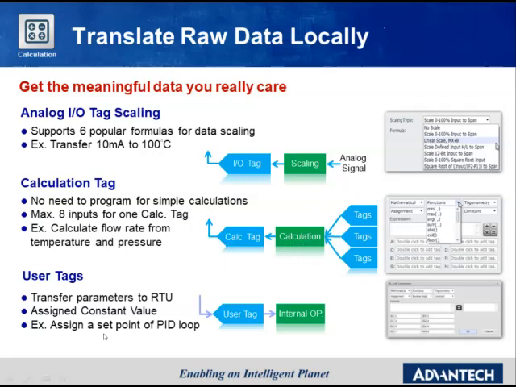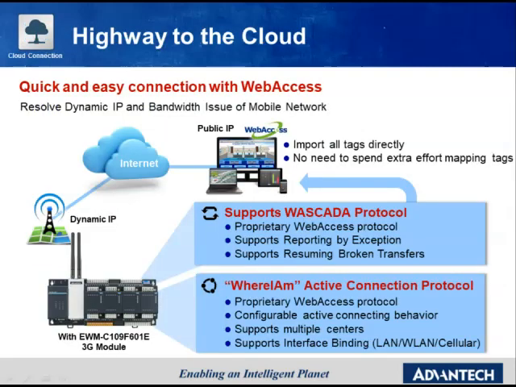Third, the user DAQ, or we could say the internal DAQ, which is mostly used as an internal variable. If the user needs to transfer a parameter to the RTU, for example, in kW, the customer could use it as a constant or a variable which could be set according to the different situation. The user could assign a user DAQ as a set point of a PID loop. The next topic is the cloud connection.